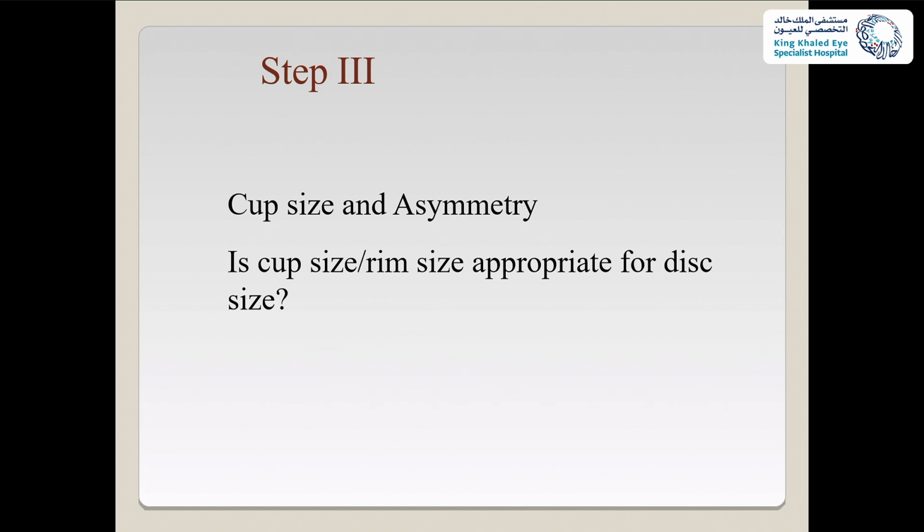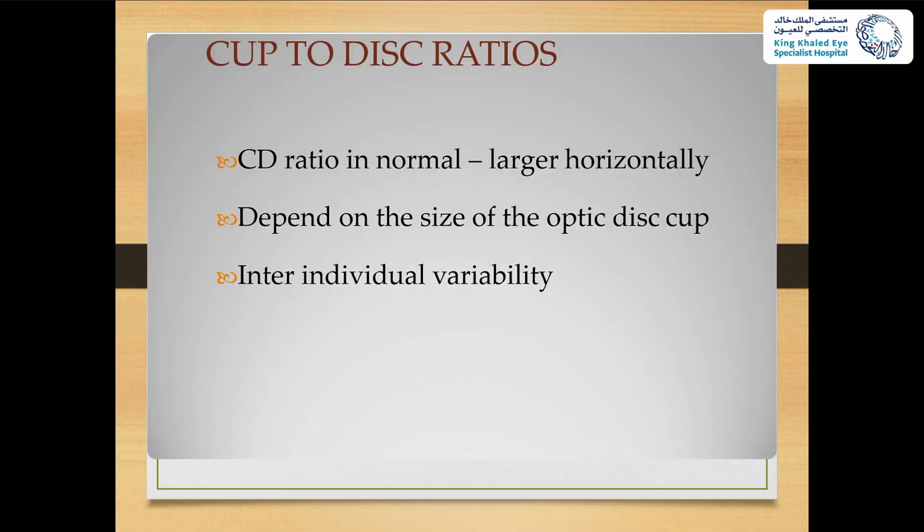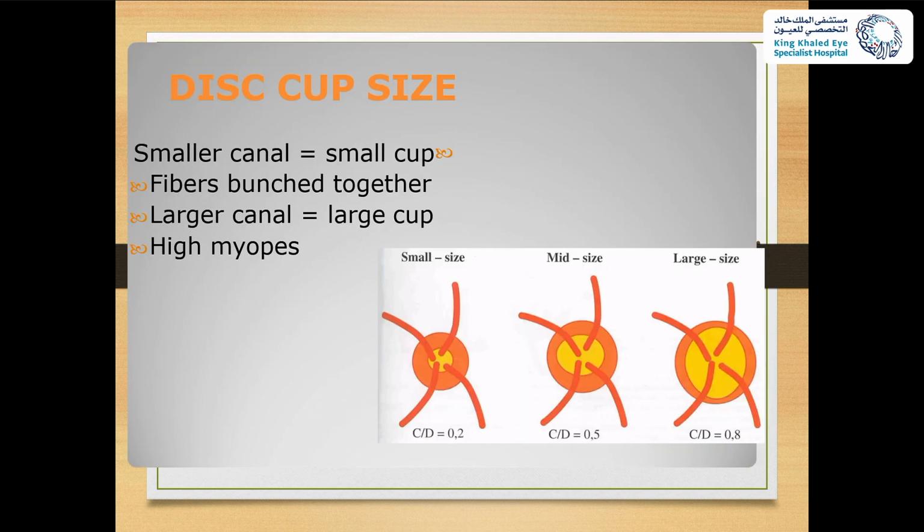Any difference of more than 0.2 in the cup disc ratio is regarded as suspicious or pathological. Is the cup size and rim appropriate for the disc size, as we said before? The cup disc ratio, CD ratio, is normally larger horizontally. But if it is more vertical, this goes more with glaucoma. For cup size, a smaller canal gives you a small cup, with fibers bunched together, so a larger canal gives you a larger cup.